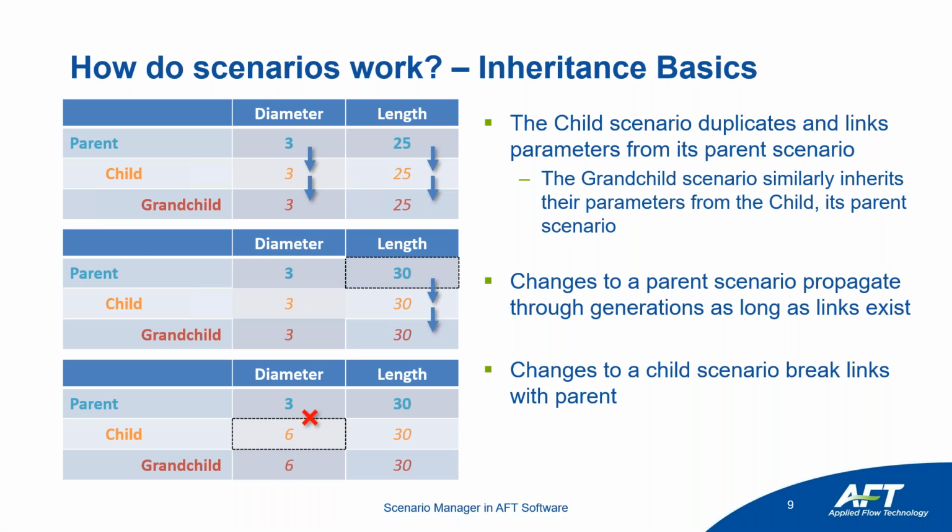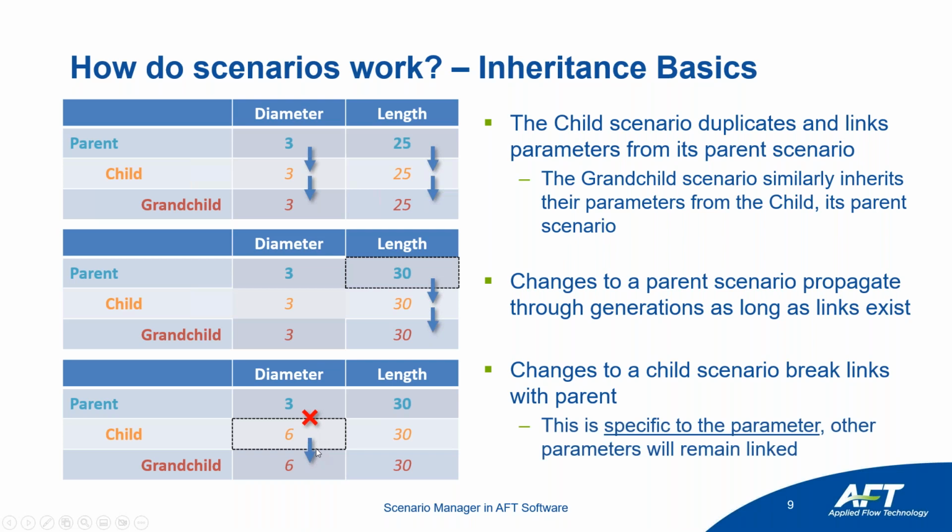We will break the link to that parent, but the grandchild will still inherit that change to its parent scenario. So because the child scenario is the grandchild's parent, it will inherit the change still. It's maintaining this link. Note that this is specific to the parameter, so all the other parameters will remain linked. If I make any other change in the parent scenario, it'll still be pushed down to the child, which will then continue to the grandchild.